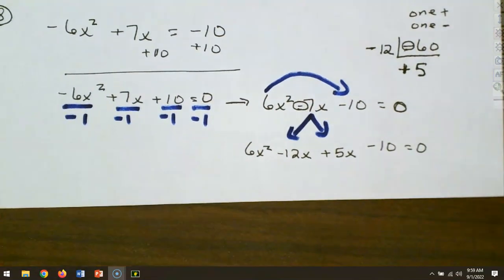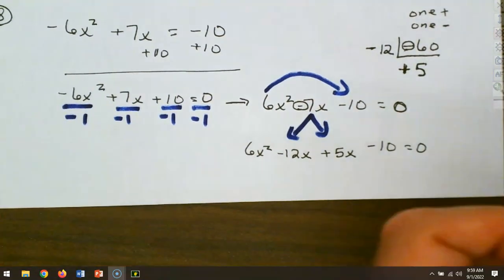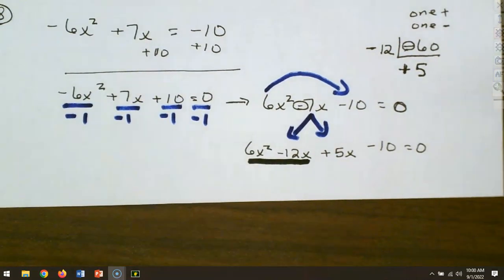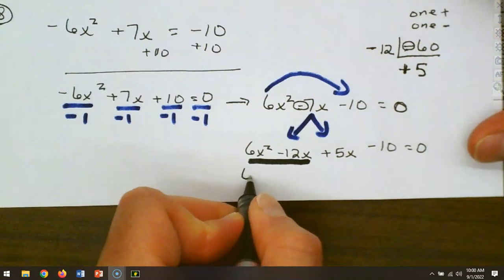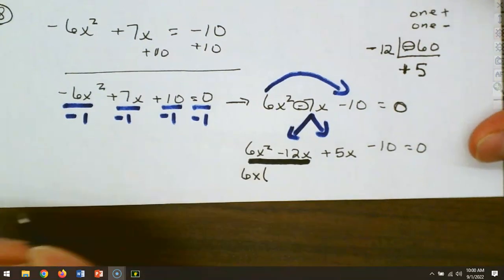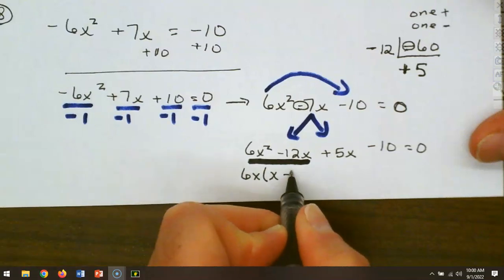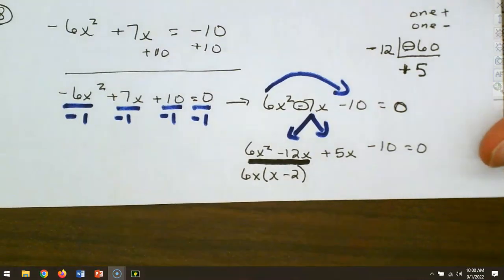Now we do it again by grouping. So now we group the first 2 together. And what can we factor out of the first 2? Can someone tell me? What number and variable would come out? 6x. Okay. And if I factor out a 6x, then what's left over? Yep, x minus 2. So there's that piece.